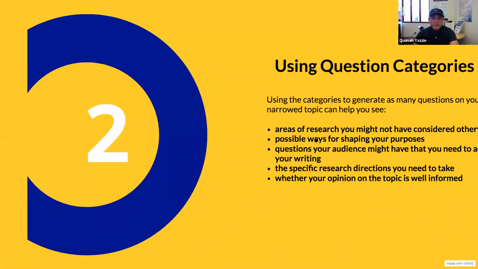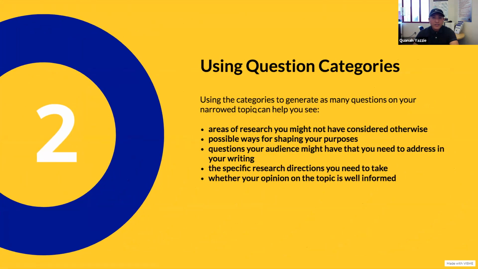So using these question categories, they'll help you see areas of research you have not even considered. It opens more possibility into what we can actually focus on. You can start to eliminate things. You can start to elaborate more on things that interest you more. And it'll also help you see possible ways for shaping your purposes. It helps answer questions your audience might have, specific research directions you need to take, and whether your opinion on the topic is well informed.